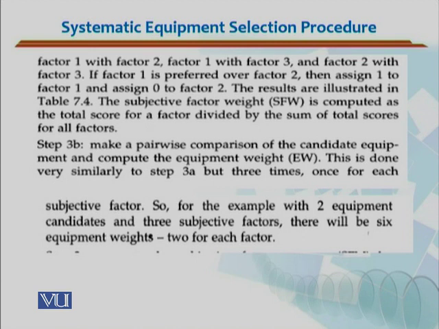So for the example with 2 equipment candidates and 3 subjective factors, there will be 6 equipment weights, 2 for each factor. This is exactly similar, you have to do the pairwise comparisons, but you have to do it 3 times, once for each subjective factor. For every subjective factor, you have to do the pairwise comparison.